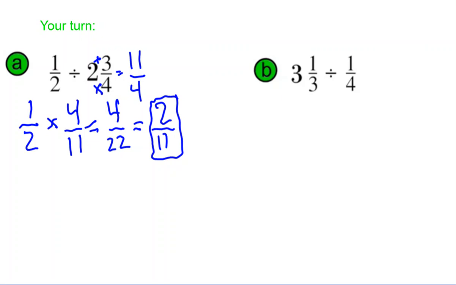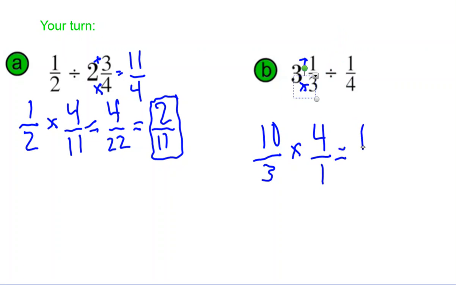All right, B. We need to change this first one into an improper fraction. Times and then plus here. 3 times 3 is 9, plus 1 is 10 over 3, and that fraction stays the same. Change that division to multiplication, and take the reciprocal of 1/4, which is 4 over 1, and multiply straight across. We have 40 over 3.